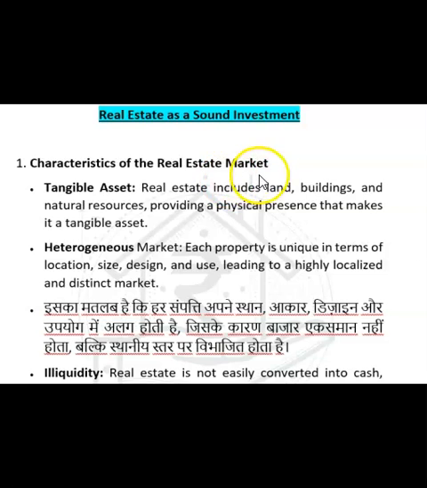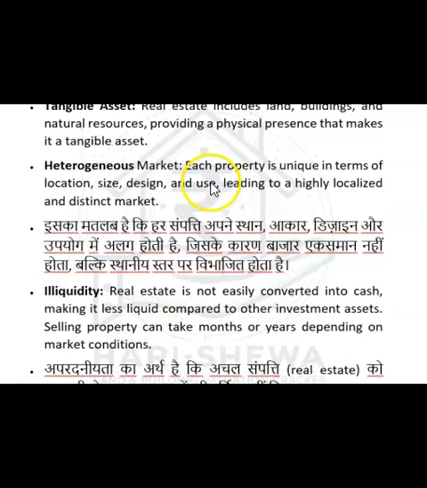Characteristics of the real estate market. It is a tangible asset. You know that. Real estate includes land, building, and natural resources, providing a physical presence that makes it a tangible asset. It is a heterogeneous market. Each property is unique in terms of location, size, design, and use, leading to highly localized and distinct markets. Real estate is a heterogeneous market.